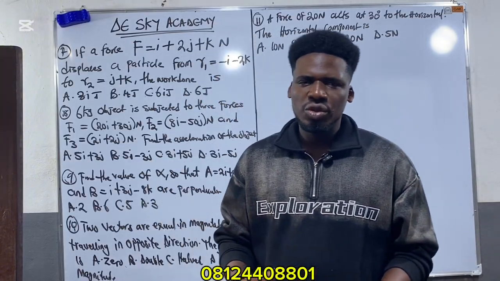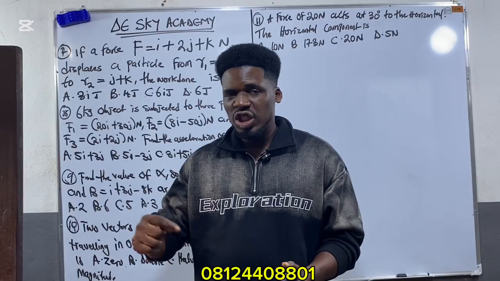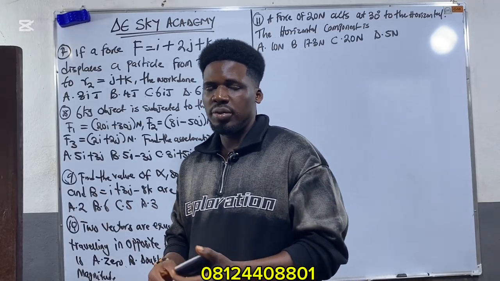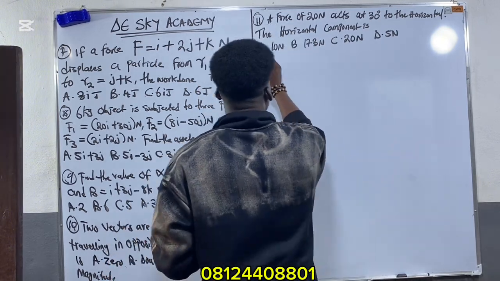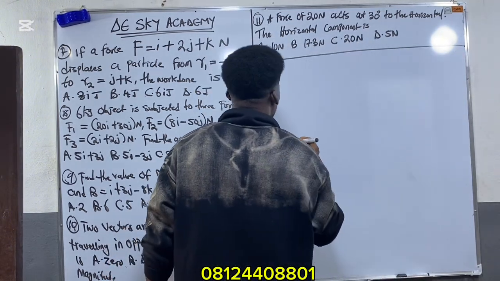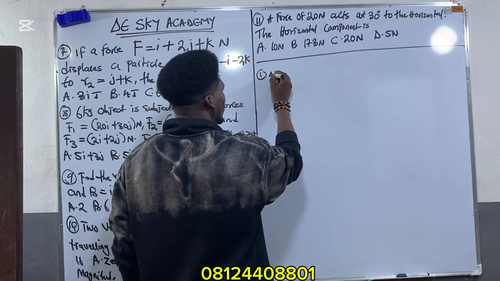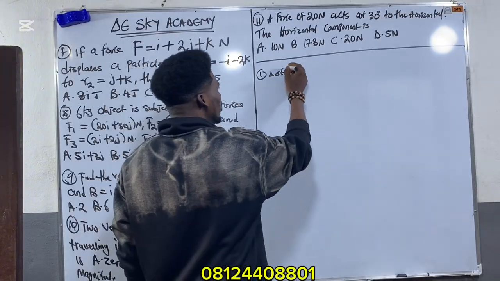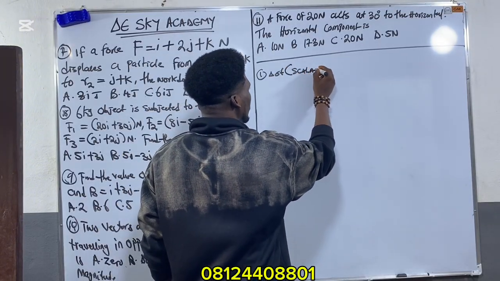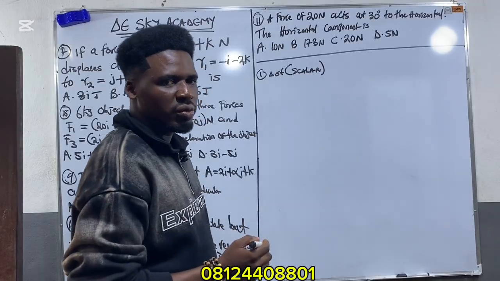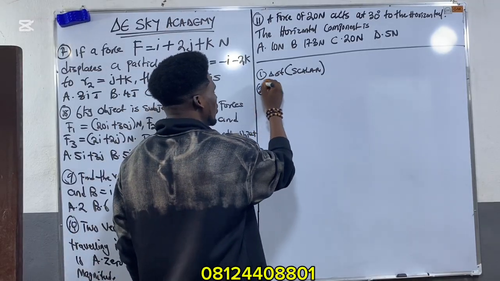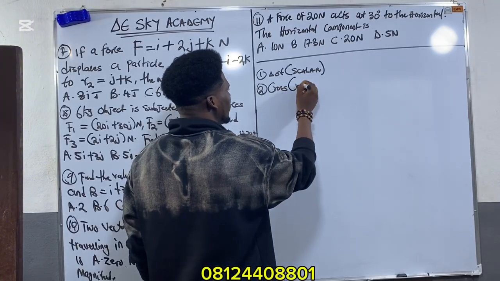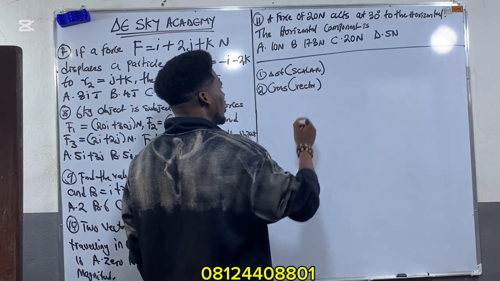For you to be able to solve this question, you must understand what is called vector multiplication. There are two ways in which we can multiply vectors. The first way is called dot product, another name for which is scalar product. The second way of multiplying vectors is called cross product, or vector product.